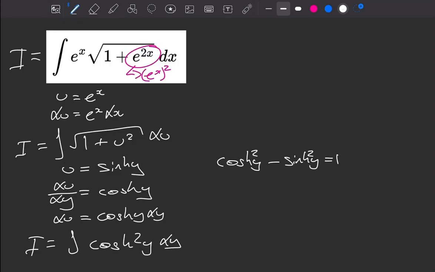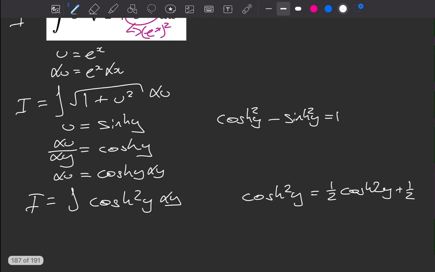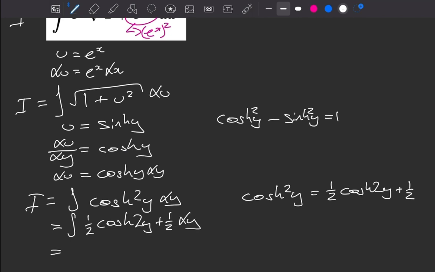So to integrate this, we use the double angle formula for hyperbolic functions. So we know that cosh squared y is equal to a half of cosh 2y plus a half. So we can stick that in instead. Our integral is going to be a half cosh of 2y plus a half integrated, still with respect to y. The half will be nice and easy at the end. That will become just y on 2.